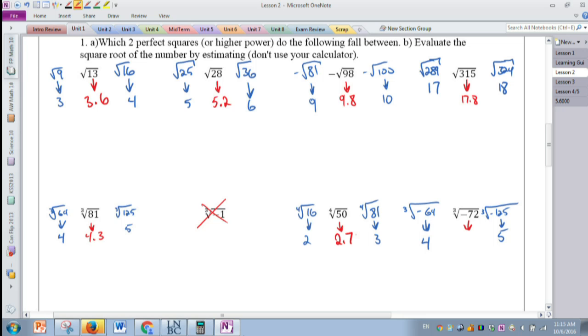What is 72 closer to, 64 or 125? An estimate for that.